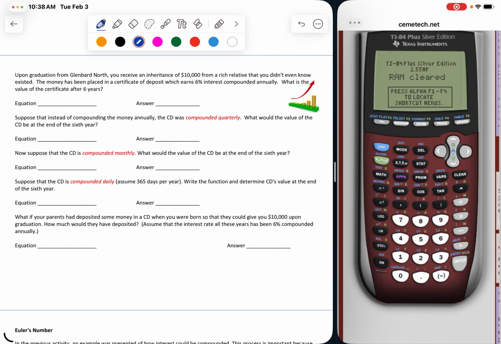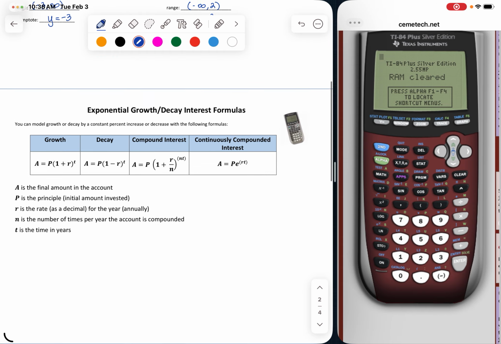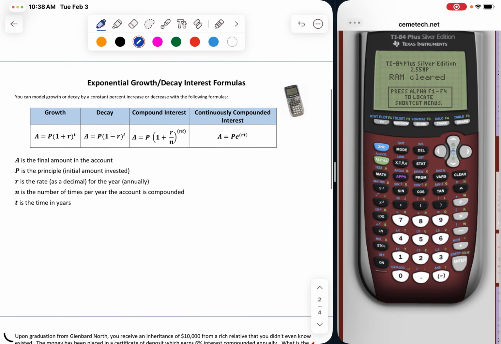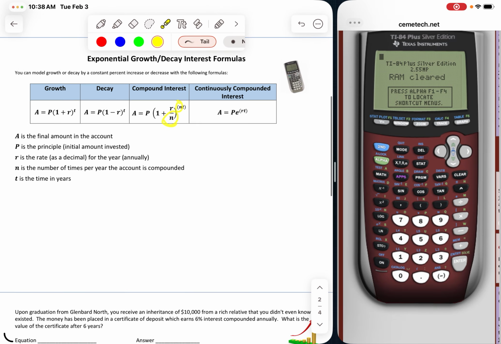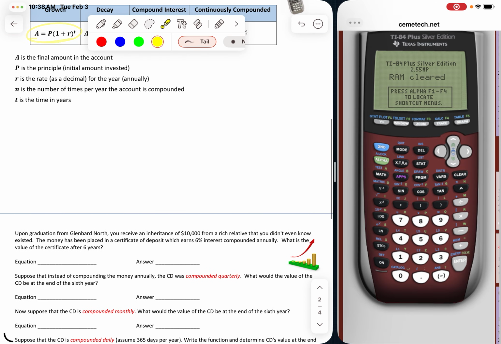So once again, even though you see compounded in there, it says annually. That's 1 time per year. We do not need to divide by 1. Let me get back to my pointer. We don't need to divide by 1 and multiply by 1, right? So we can just use this formula right here.